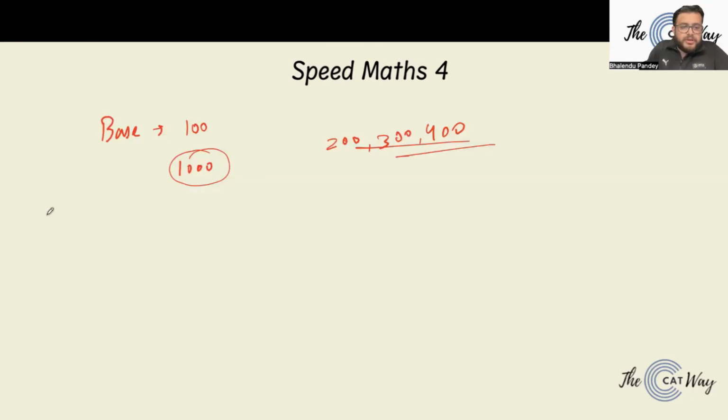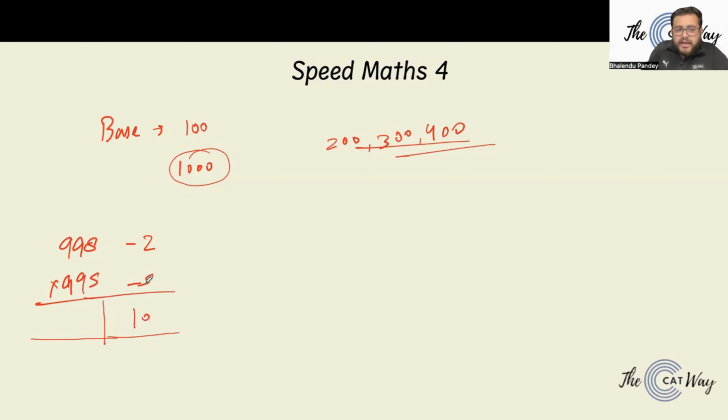Okay, now let's say base 10 to the power 3 we are working upon. The same variety of questions: 998 multiplied by 995. This is minus 2, this is minus 5. 5 into 2 gives you a 10, and 998 minus 5 or 995 minus 2 gives you a 993, right? But what did we discuss in the previous class? The number of zeros should be equal to the number of digits over here. So we need to include a 0 here to make it a 3-digit number, and my final answer is going to be 993010. Correct?